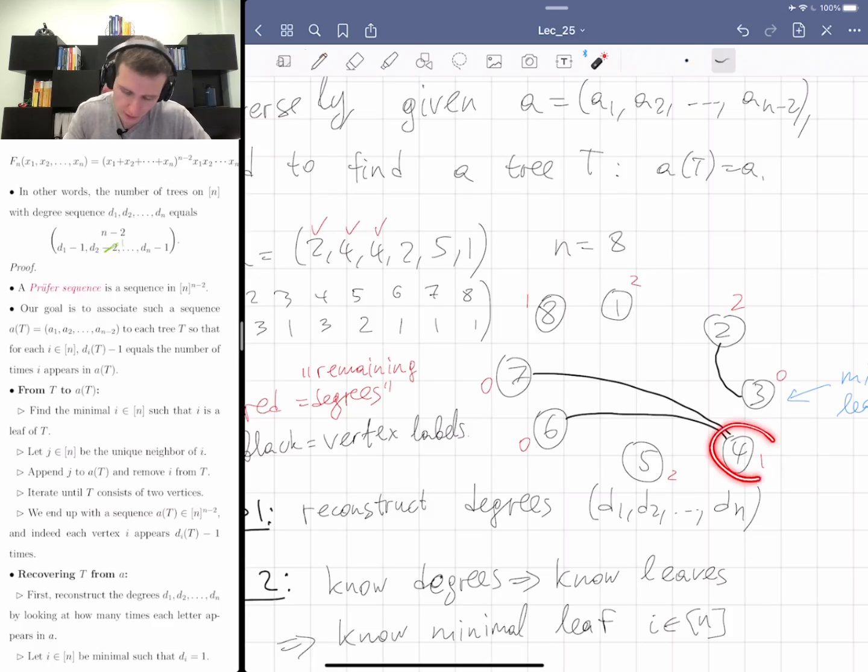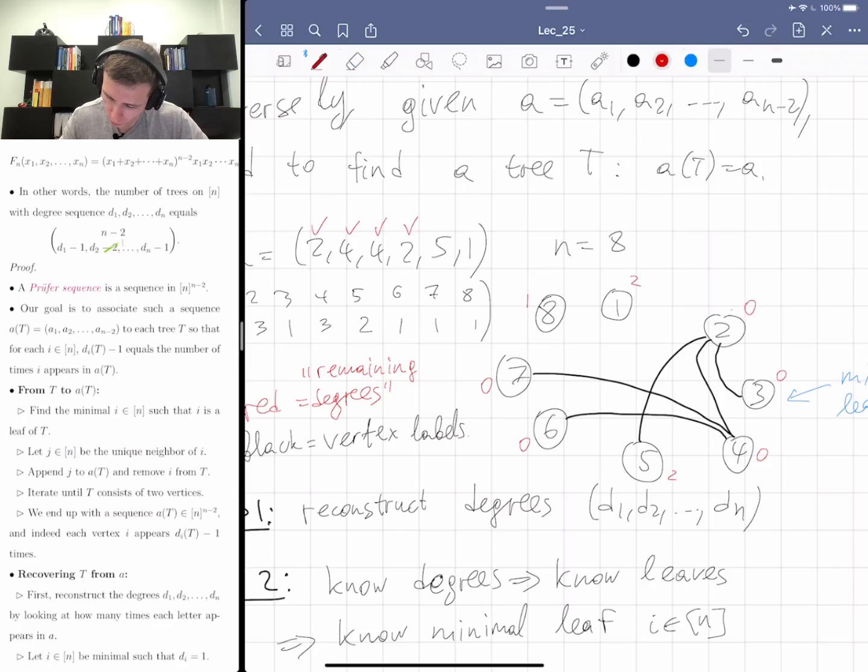4 is the minimal leaf, it's connected to 2. So I connect 4 to 2, and then I decrease the red numbers, 0 and 1. And now the minimal leaf is 2, so 2 is connected to 5. Okay, 2 is connected to 5, and then I decrease the red numbers, 0 and 1.